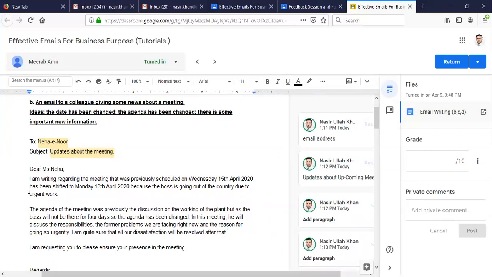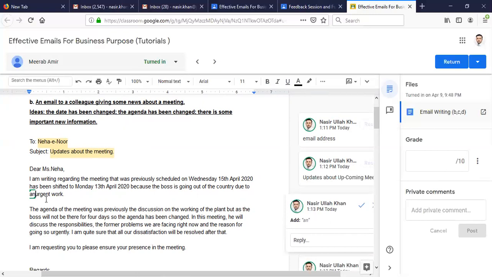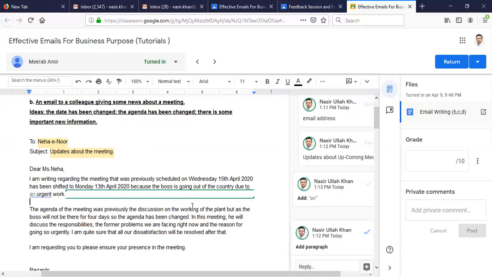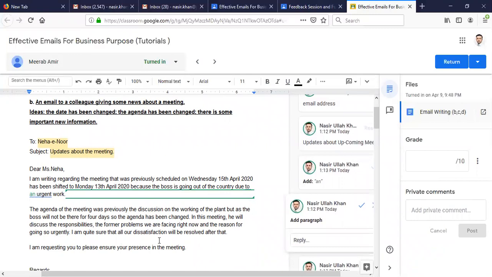But here you need to just enter an urgent meeting is there, right? Okay. And apart from that, "the agenda of the meeting was previously the discussion on the working of the plant, but as the boss will not be there for 4 days, so the agenda has been changed. In this meeting, he will discuss the responsibilities, the former problems we are facing right now, and the reason for going so urgently. I am quite sure that all our dissatisfaction will be resolved after that."